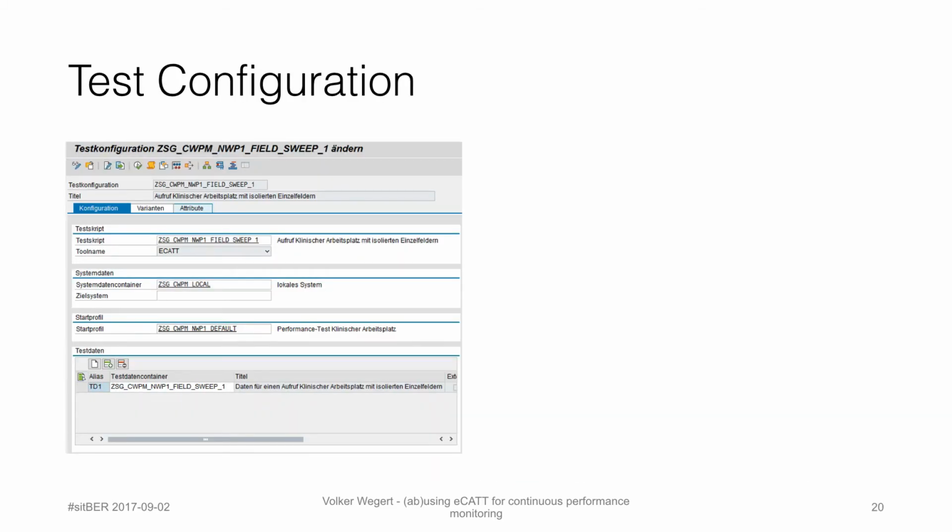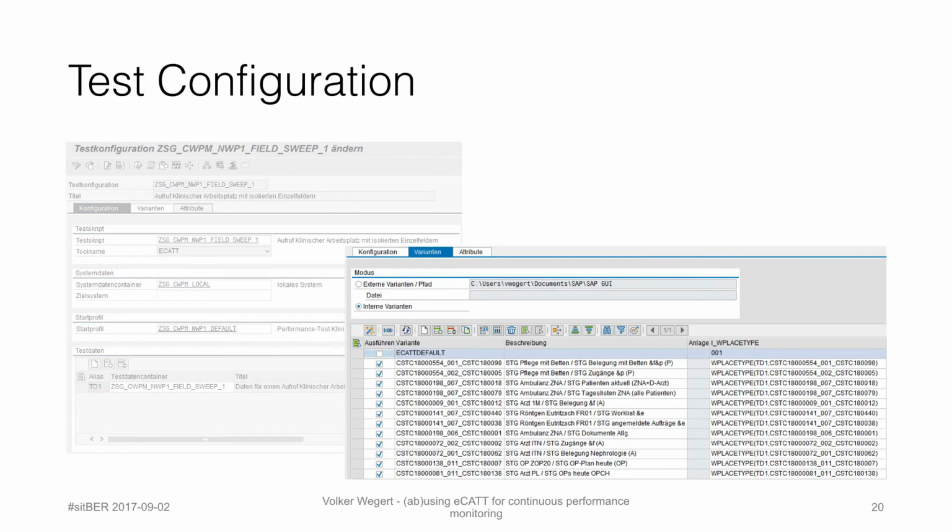The test configuration then combines these objects and states which test script should be run on what system with which start profile and using whatever test data. It allows for an additional selection of the variants to be executed. This test configuration could now be run manually, but that essentially blocks the machines where the test is run. To run the tests automatically, some additional measures are required. For that we need to use the test workbench. I won't be going into the details, because that would be enough material for another talk, but just show the few objects that we needed.